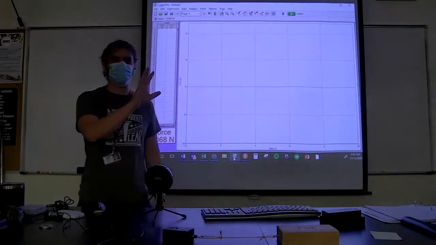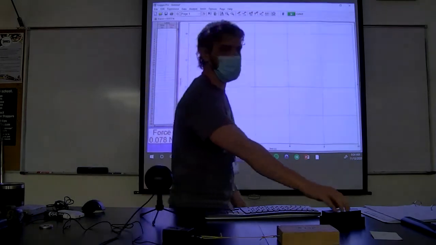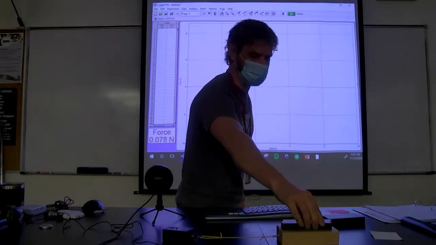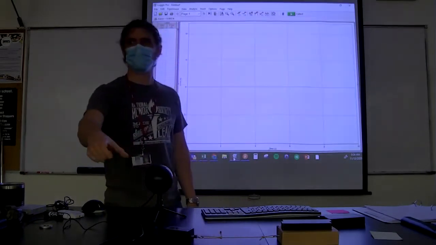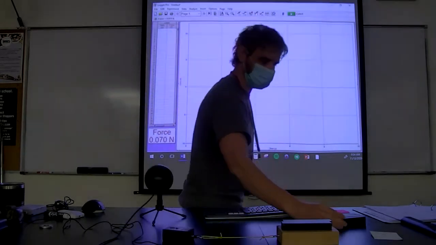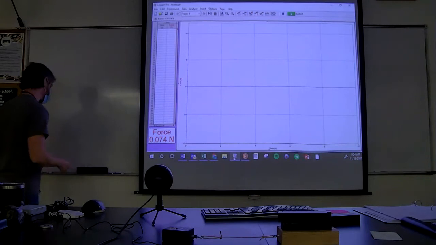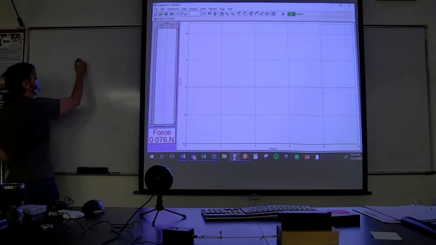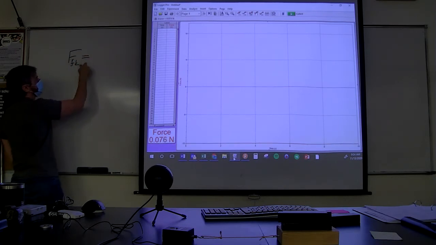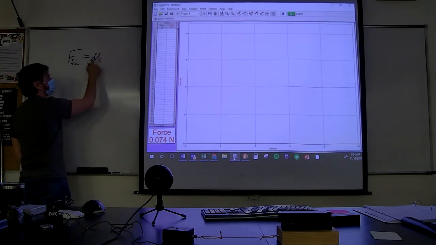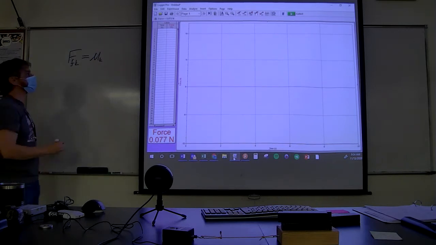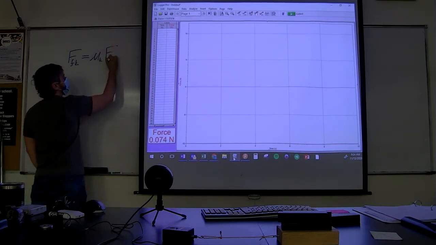And then I'm going to change the block's mass by adding masses on top of it, okay? And then I'm going to repeat that, and then I'm going to add more mass, and repeat that, and I'm going to be collecting data. Well, what data do I need? Well, it's going to be moving, so I'm going to be dealing with the kinetic friction force, which is exactly equal to the coefficient of kinetic friction, which I want to determine experimentally, times the normal force.